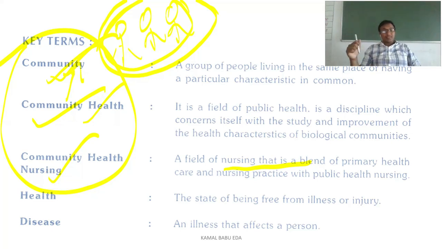Then what is meant by health? It is a state of being free from illness or injury. When we go further, I will explain the definition of health according to the WHO and other bodies. For now, health is a state of being completely free from illness or injury. When a person is free from injury or illness, it is said to be health. Then what is a disease? An illness that affects a person is called a disease. So health is the state of being free from illness or injury, and disease is an illness that mainly affects the person.